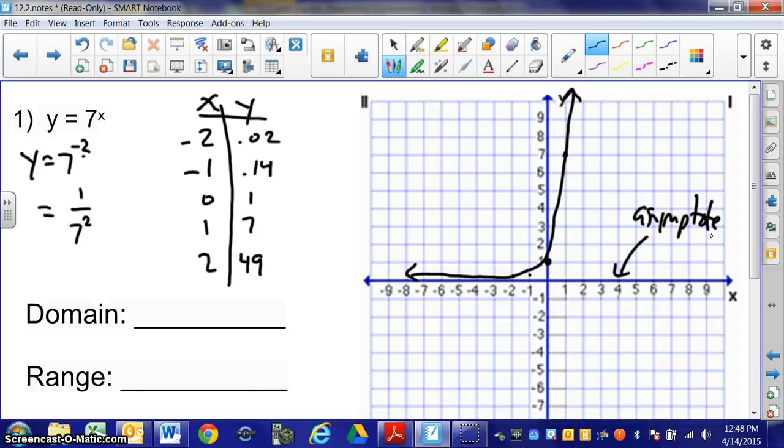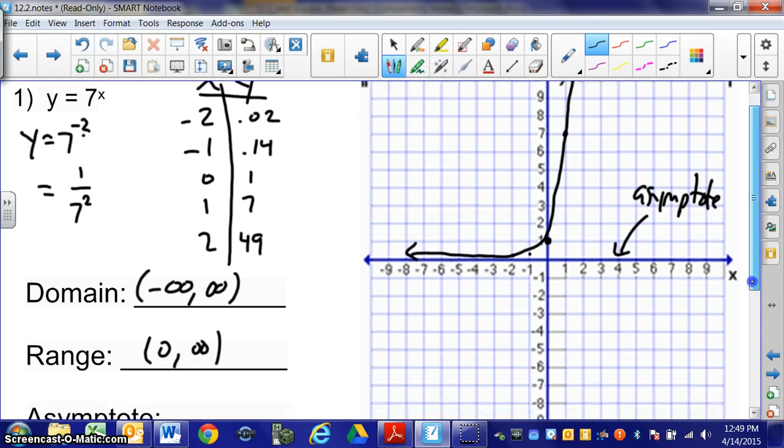Now domain is our set of all x coordinates on this graph, and the set of x coordinates that we can have is all real numbers. There's no restrictions on what I can plug in for x. However, there are restrictions on my range. As we just talked about, we're never going to get to 0. So 0 to infinity. Notice I have a parenthesis around 0 because it will never get to 0, but it will get really close. So there's the graph of y equals 7 to the x. It has a domain of all real numbers, and it has a range of all positive numbers, and the x-axis is an asymptote.